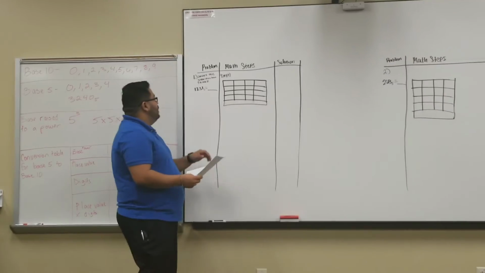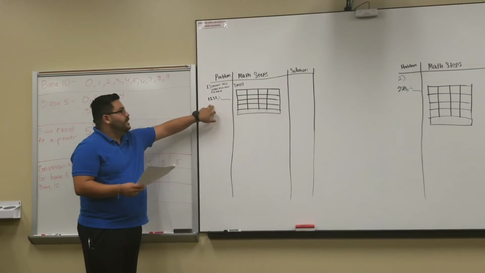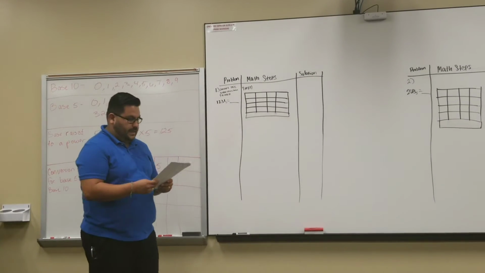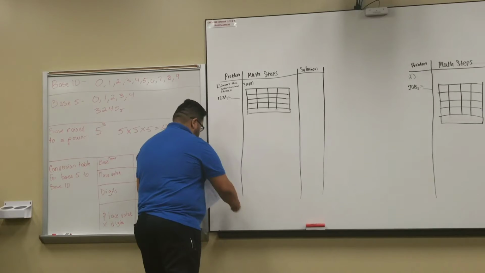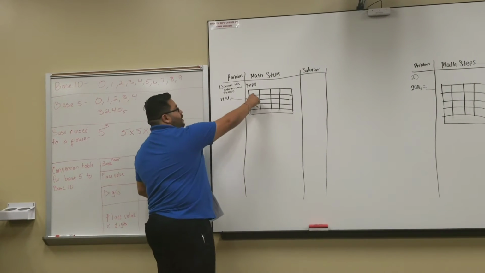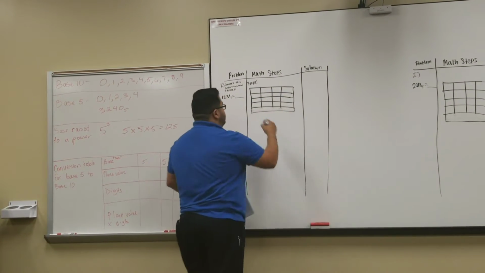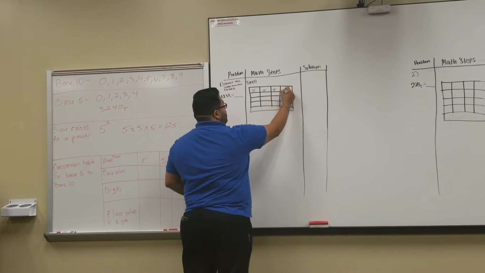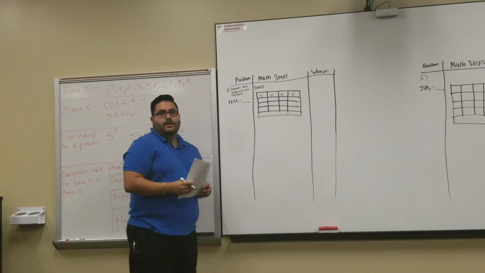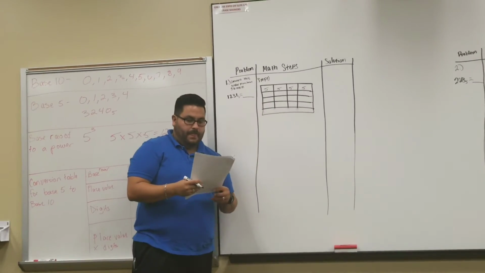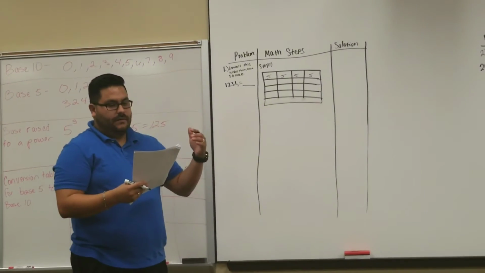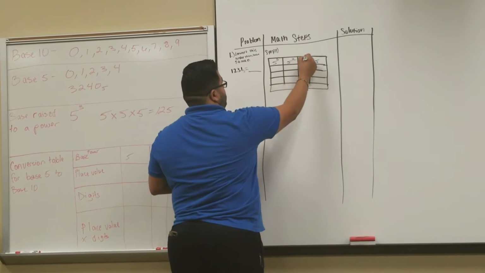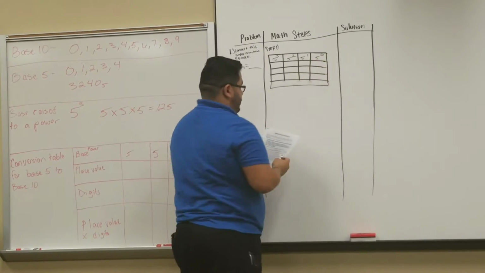So first we're going to start with this problem at base 5. We have 1, 2, 3, 1, and we want to convert it to base 10. So we're going to start by writing on our first row our 5s, our base. So go ahead and do that on your paper. Okay, so we have our 5s, that's our base. And now we're going to add our exponents. We're going to start from 0 to 3. So we have 3, 2, 1, and 0.